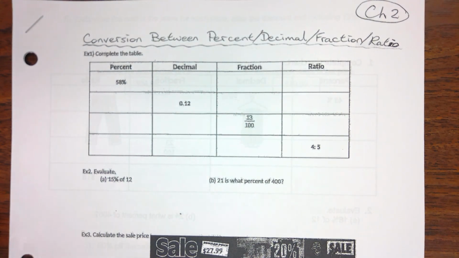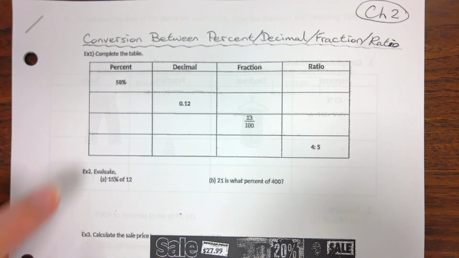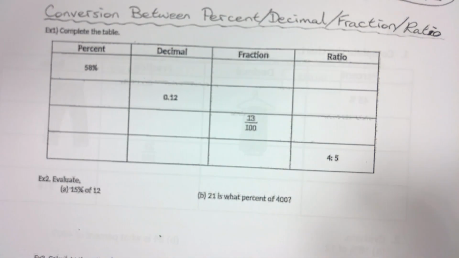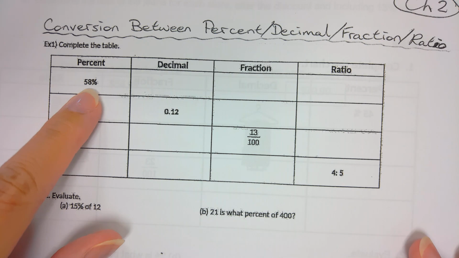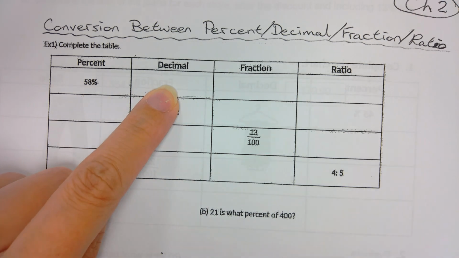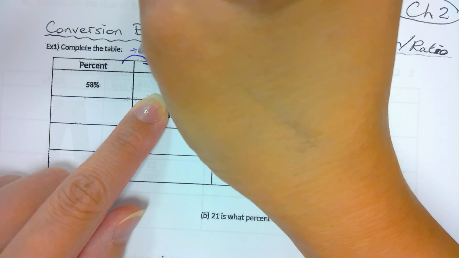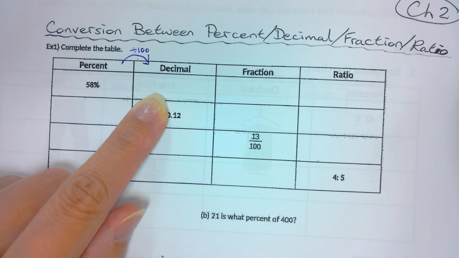Start chapter 2 now on percent, decimal, fractions, ratios. So somebody remind us, how do we change from a percent to a decimal? Basically divide the percent by 100. Right, you just divide by 100, because it's out of 100.